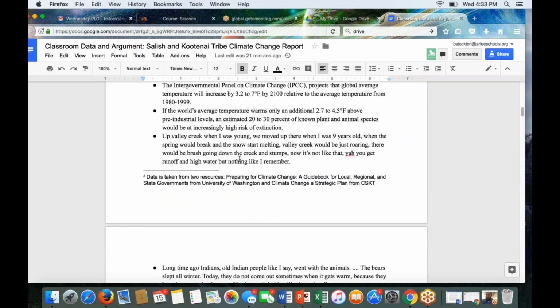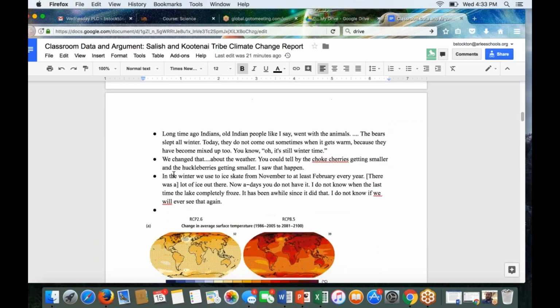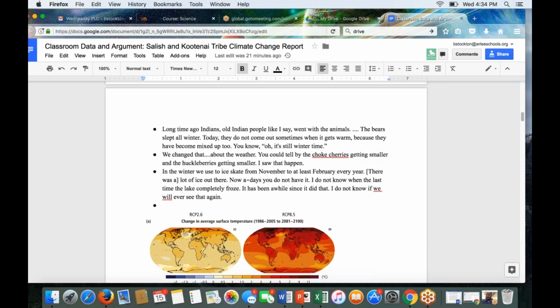And then also they're given some of this qualitative data from tribal elders. One of my favorite ones deals with ice skating, and they talk about how they used to ice skate from November to February on the lake here. And there was a lot of ice out there. Nowadays, you do not have it. I don't know when the last time the lake completely froze was.